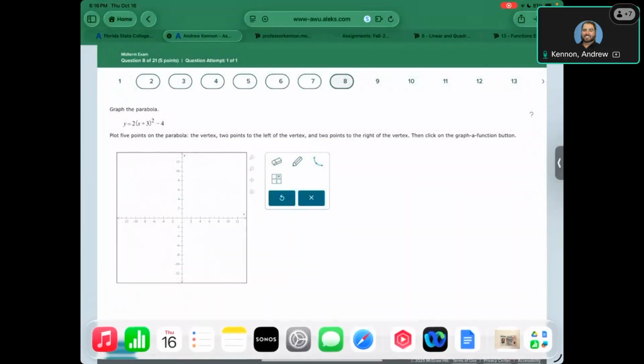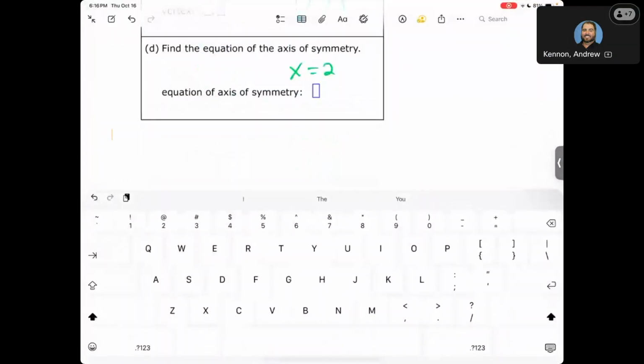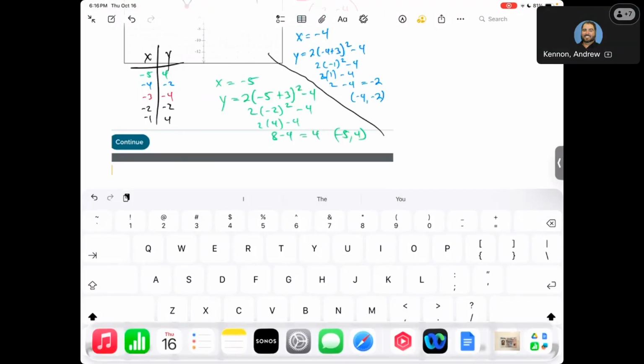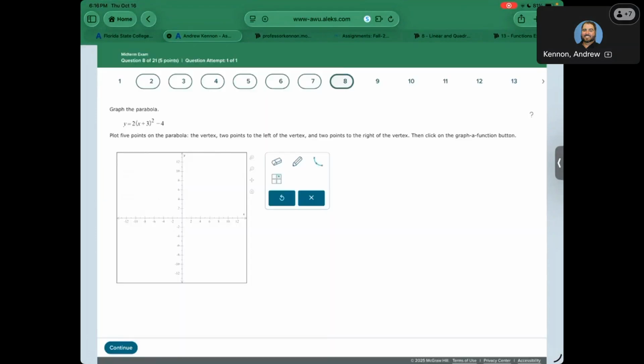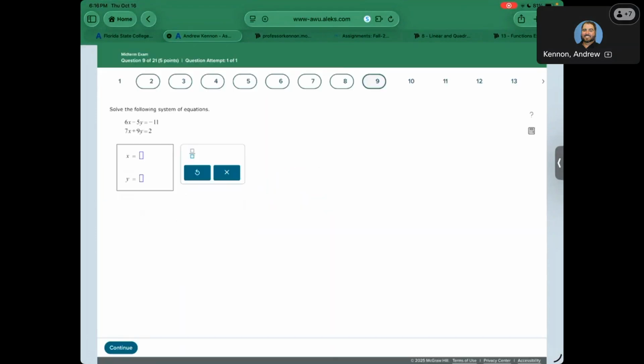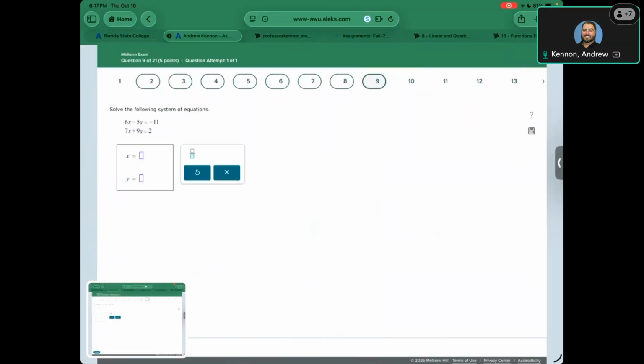That's probably the hard parabola one that I can't remember who asked to go over. Systems of equations.